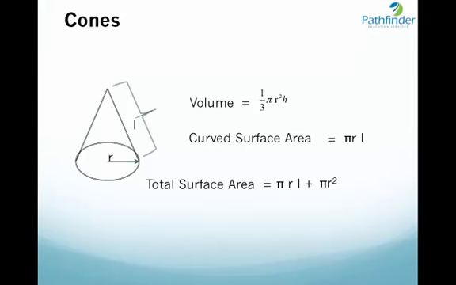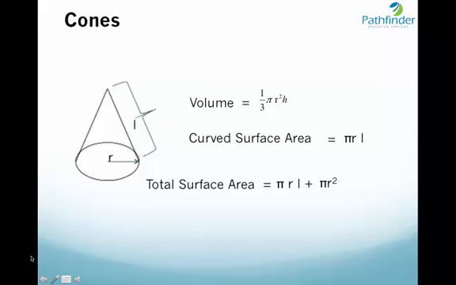Cone, volume of a cone is given by 1 by 3 pi r square h. The curved surface area is pi into r into L. The total surface area is given by curved surface area plus the flat surface area, which is equal to pi r L plus pi r square. L is the slant height as represented in the figure, r is the radius, and h is the vertical height of the cone.